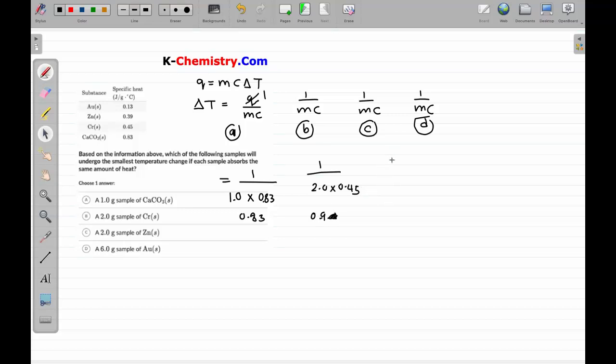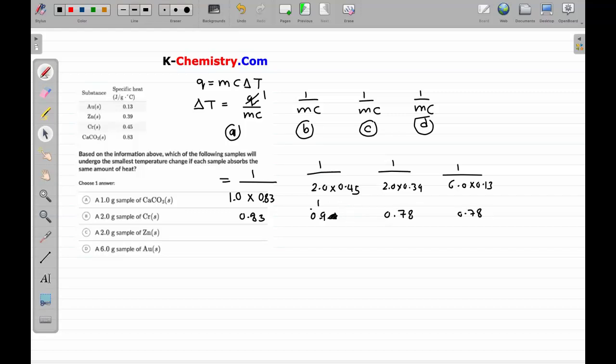The second one is 1 over, what is the grams of the C? 2 multiplied by zinc, which is 0.39, so 2 multiplied by 0.39, that's almost equal to 0.78. And 1 over 6 grams multiplied by 0.13, that's equal to 0.78 also.